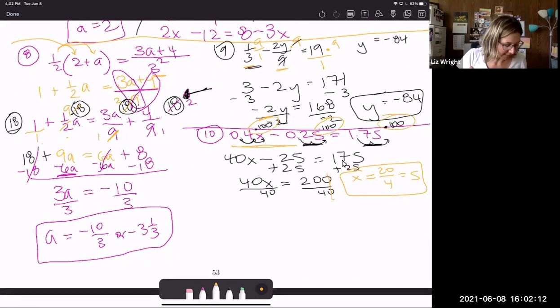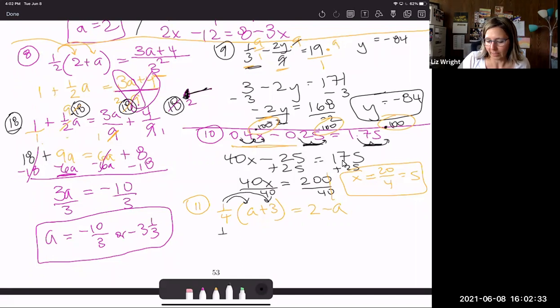All right, last one. And this one is just not too bad. It's a good one to end on. So we've got 1/4 times the quantity of A plus 3 equals 2 minus A. And let's go ahead and solve. So let's first start by distributing here. And so then we're going to get 1/4 A plus 3/4, because again, think about that. We're multiplying it by 3 over 1. So 1 times 3 is 3, 4 times 1 is 4, equals 2 minus A.